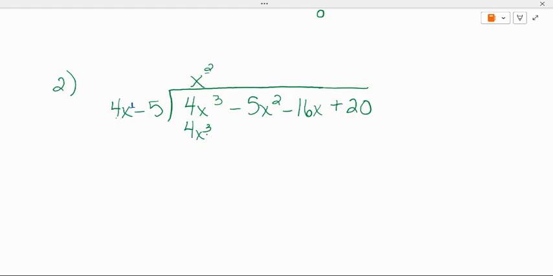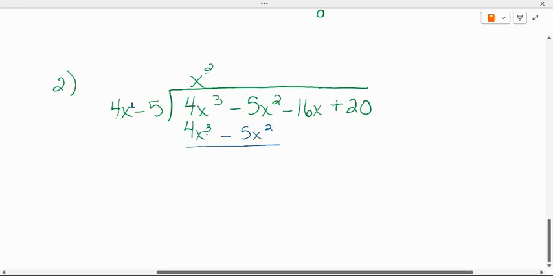Negative 5 times x squared is negative 5x squared. So I'm subtracting. I need to change the signs. Change the signs. 4x cubed minus 4x cubed is 0x cubed. And negative 5x squared plus 5x squared is 0. So here's my next term. I'm going to bring both of these down. Negative 16x plus 20.